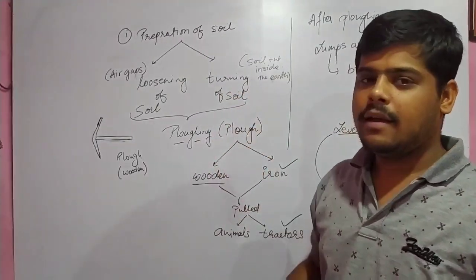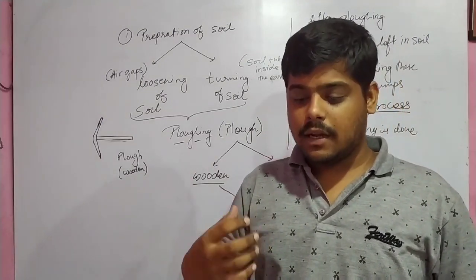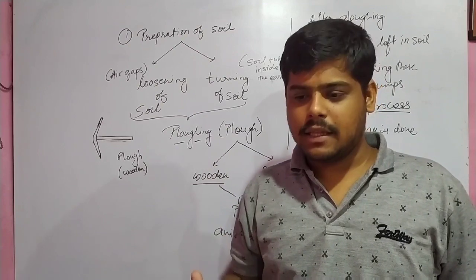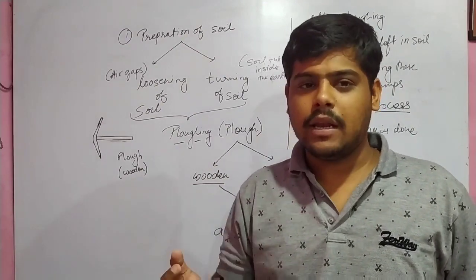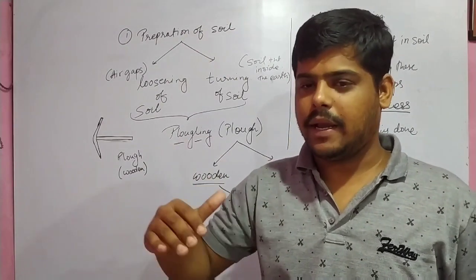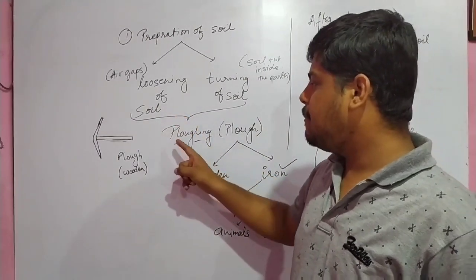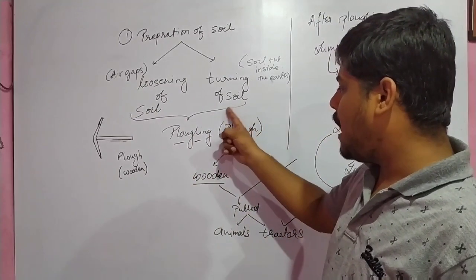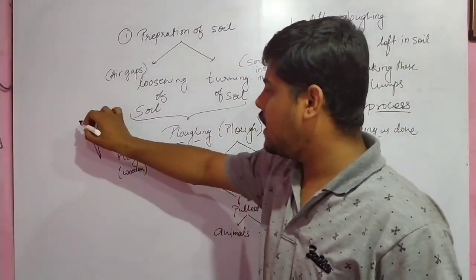Second is turning of the soil. The turning of the soil refers to the soil present inside the earth. We must bring up that soil that is more fertile than the topsoil. Now, it is done by the process called plowing. And plowing is done by the plow. The plow is shown here.